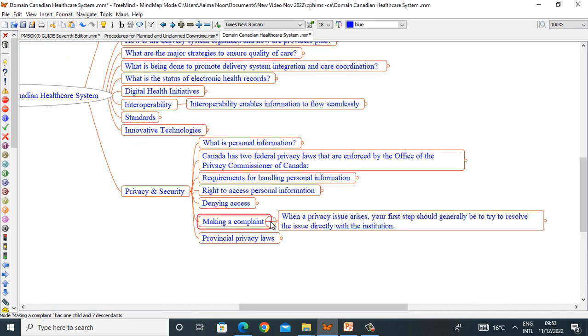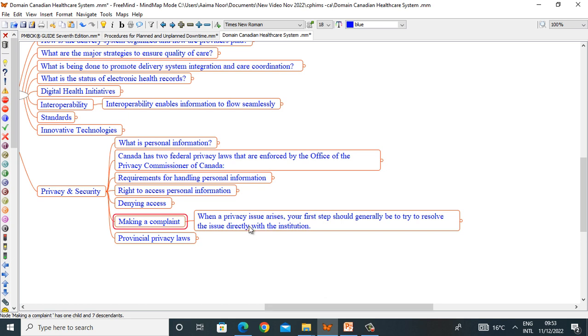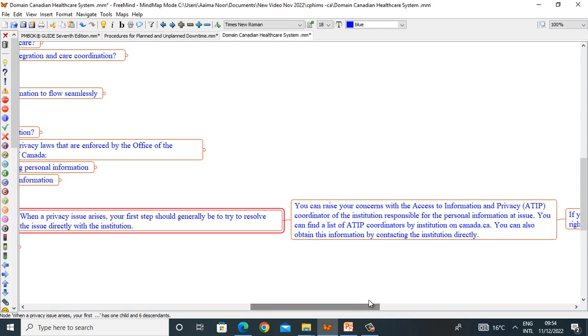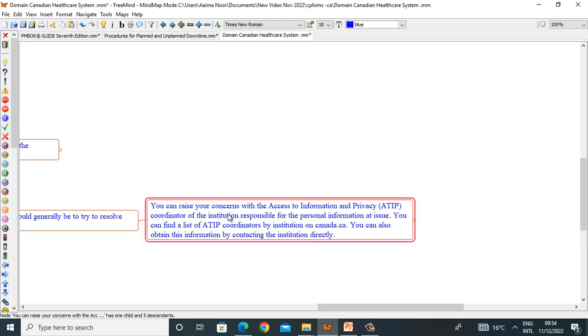Making a complaint. When a privacy issue arises, your first step should generally be to try to resolve the issue directly with the institution. You can raise your concern with the Access to Information and Privacy (ATIP) coordinator of the institution responsible for the personal information at issue. You can find a list of ATIP coordinators by institution on canada.ca. You can also obtain this information by contacting the institution directly.